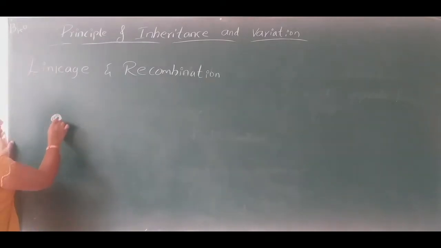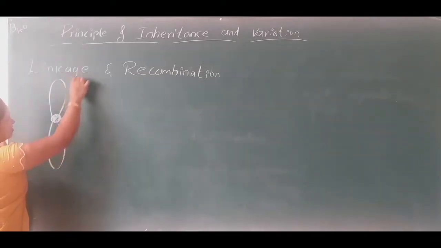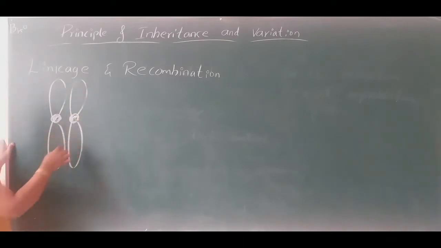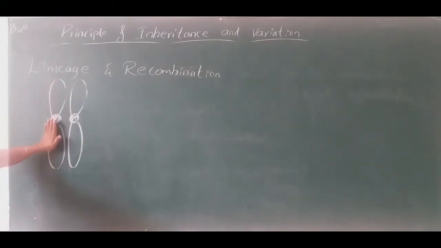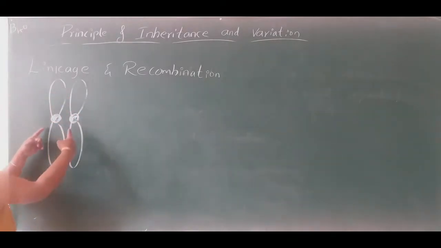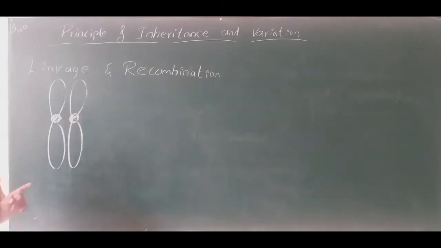So consider this is one chromosome. One more chromosome we have. They both are non-parental. In meiosis cell division, consider this as one paternal chromosome and one maternal chromosome. At the stage of pachytene, what will happen? The crossing over occurs, the crossing over or recombination.